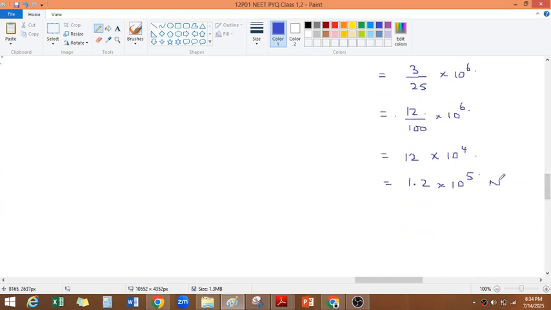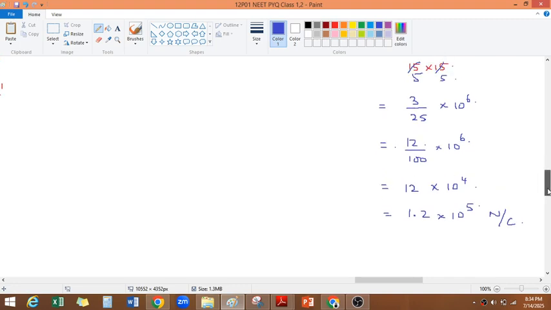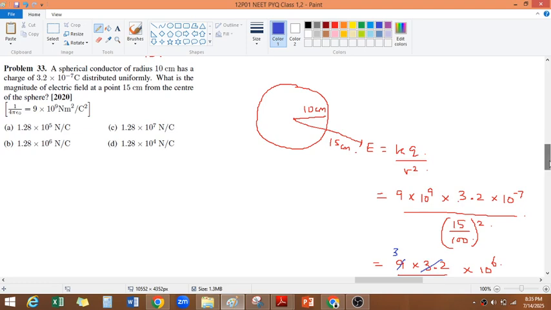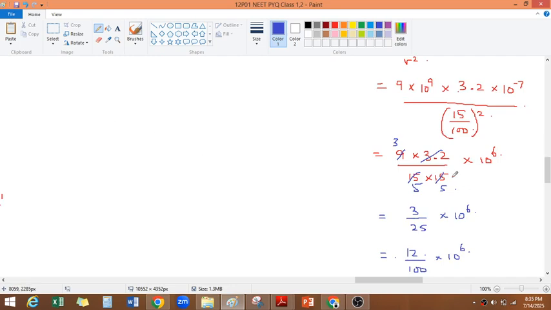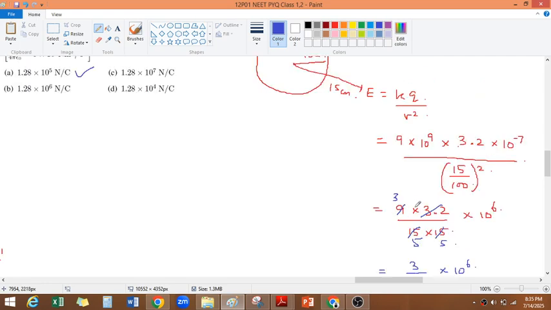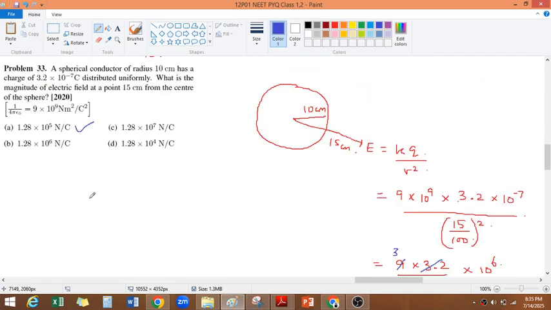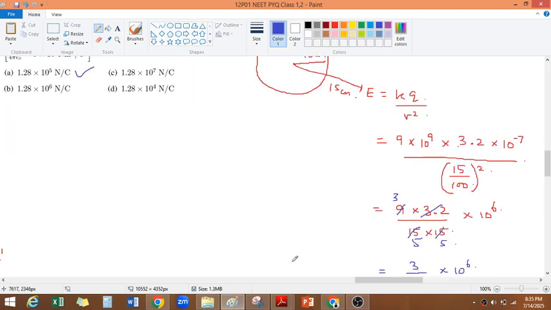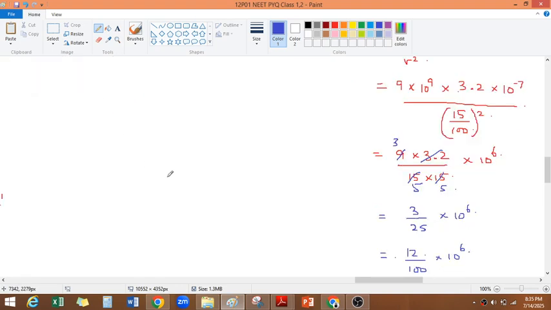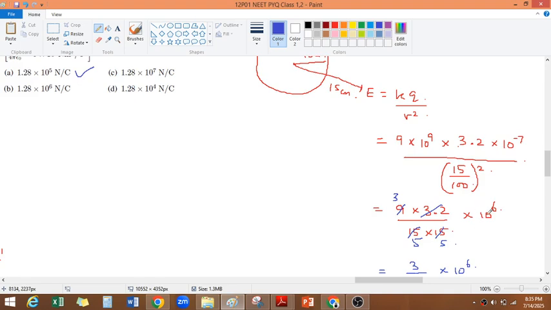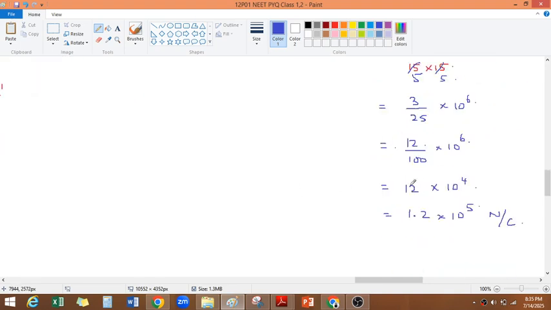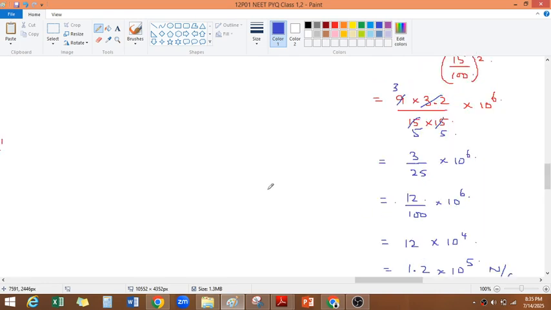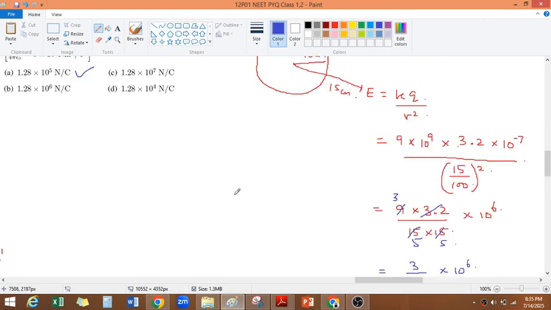Electric field means Newton per Coulomb. 1.2 into 10 power 5. So that's my answer. You see, you don't have to break your head calculating this 3.2. I just took it as 3 and I'm still getting the correct answer. I've seen many students breaking their head with minute calculations, and they make mistakes in the 10 power. Instead, your focus should be on getting the 10 power done correctly, and this one you can do approximately. So try to get the hold of this kind of approximate calculations.